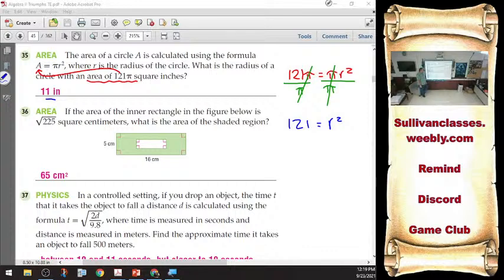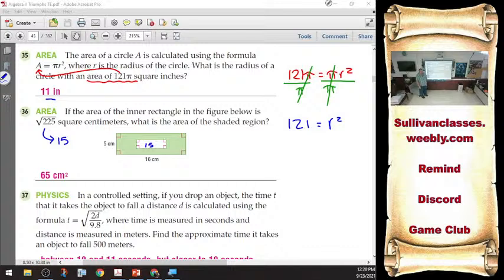Okay. Says area of the inner rectangle is square root of 225. What is the square root of 225? 15, right? You got your list. So if this is 15, they said the inside, the inner rectangle, is 15 square centimeters.